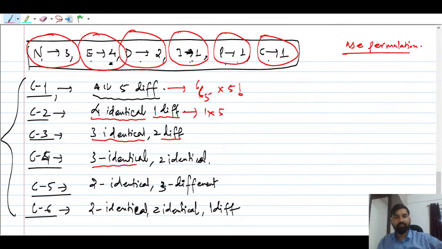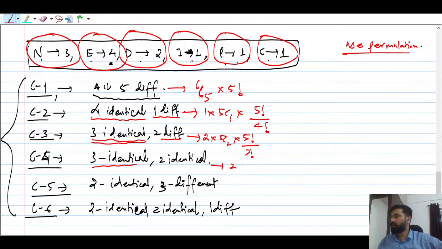1 into 5C1. Then you have to, there are 5 total, you can say 5 upon 4 factorial. Fine. What will this become? You can say that it will be 2 into 5C2 into 5 by 3 identical, right? So whatever identicals are there, you have to divide it over counting, and here you can say 2 into 2 into 5 factorial by 3 factorial, 2 factorial, right?